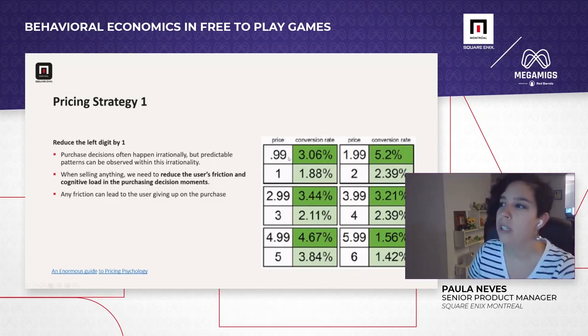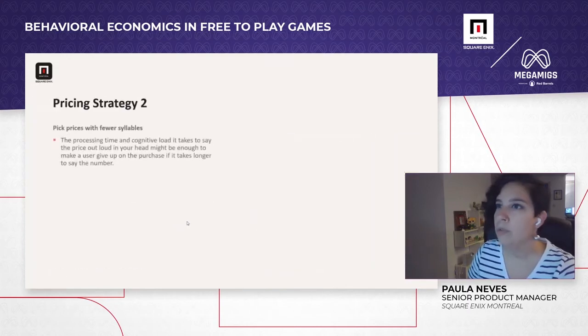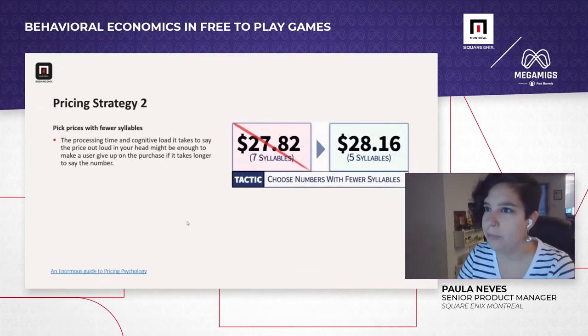When the users look at 0.99 or 1, or here, when they look at 1.99 and 2, they anchor 1, and here they anchor 2, like we said about anchor pricing. So the conversion rate, when you reduce the left digit by 1, increases considerably in all the cases, no matter the price point, right? So this is a very typical one. To a more interesting one.